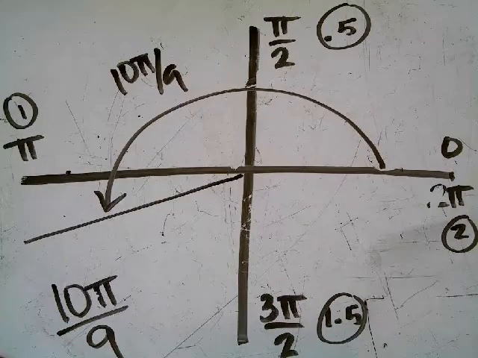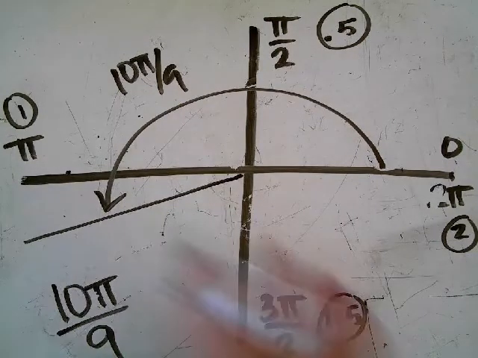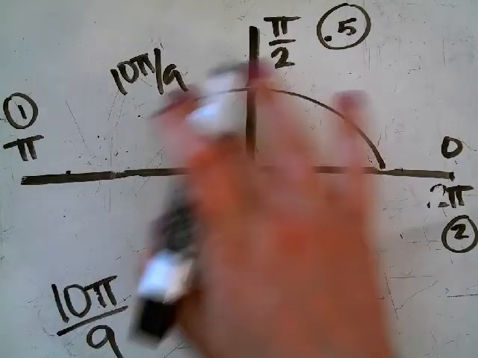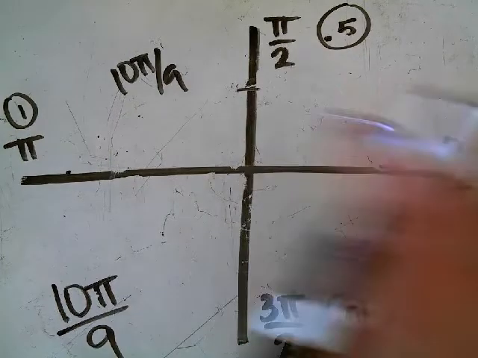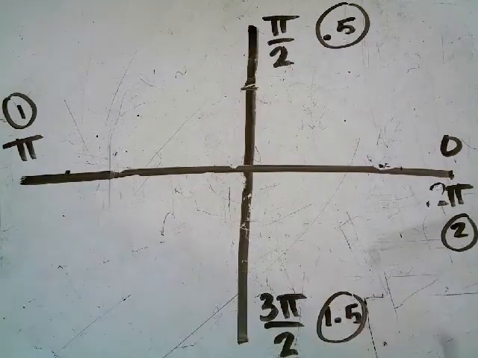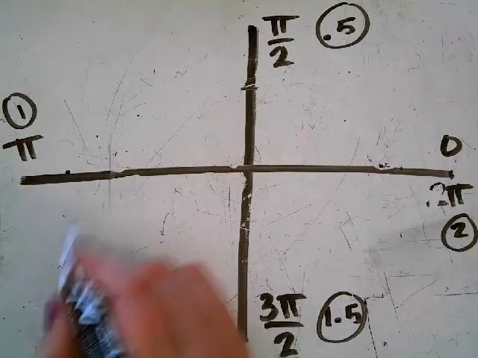Nice. Okay. All right. Let's do 7 pi thirds.